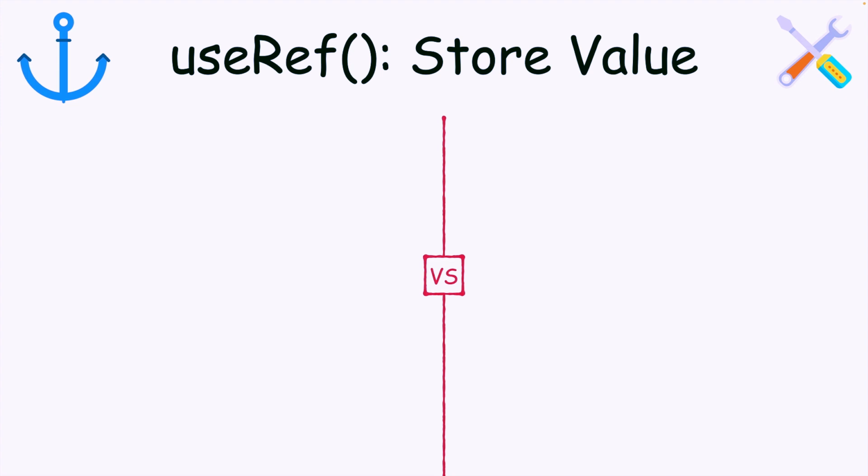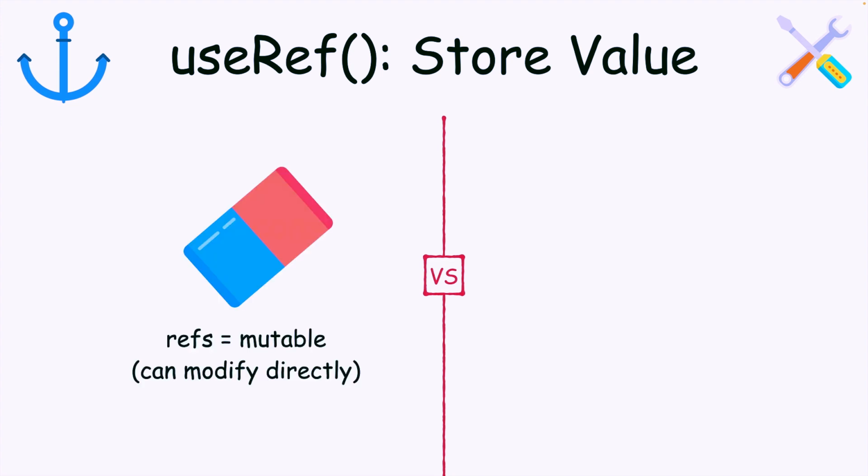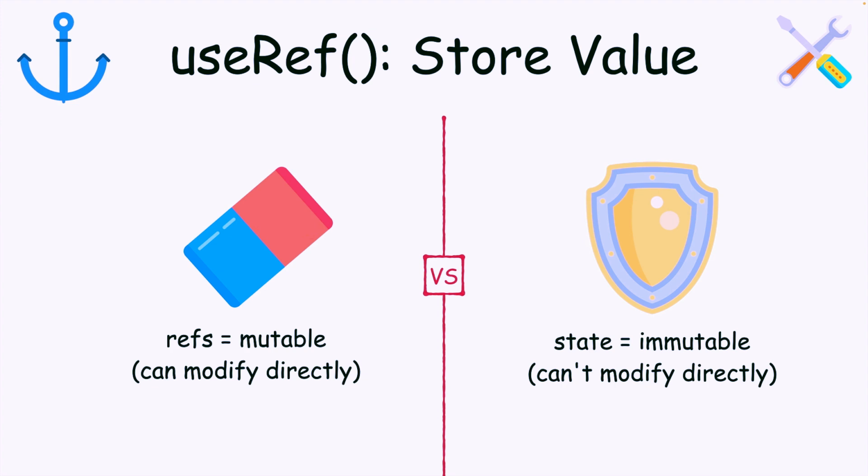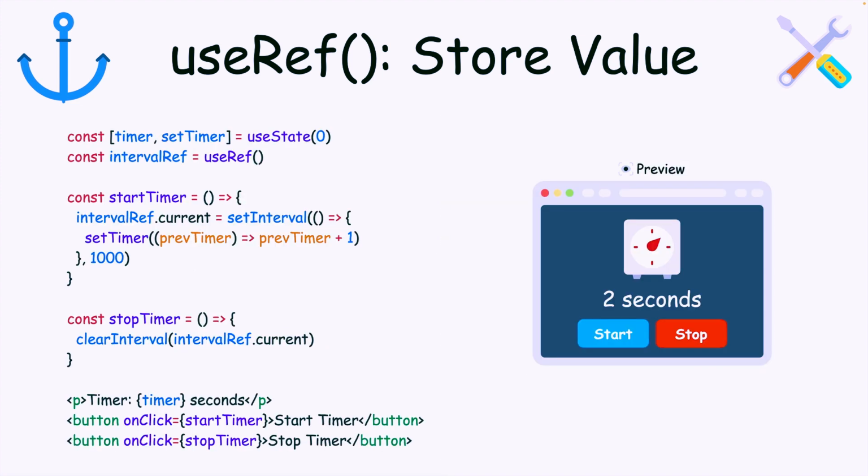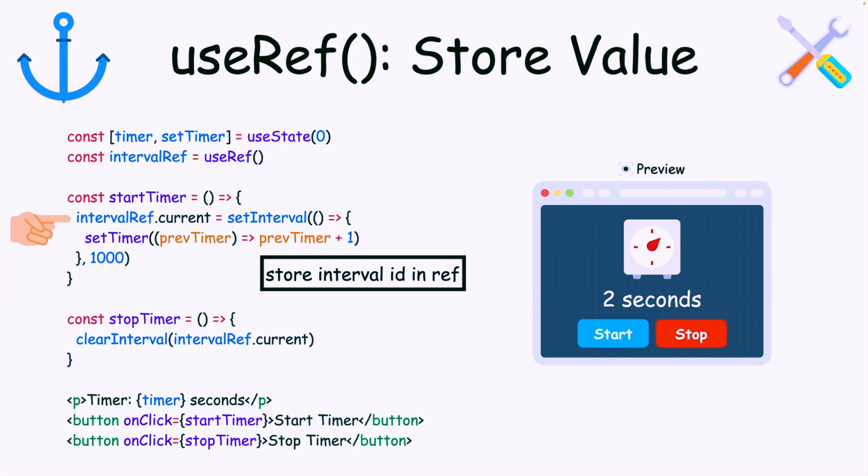Another important difference between refs and state is that refs are mutable, while state is immutable. This means the current property can be modified directly using the equals operator. This is really useful in this timer example, where we're storing the interval ID in a ref to clear the interval when we want to using the stop timer function.